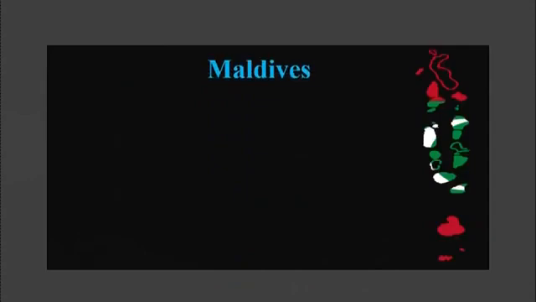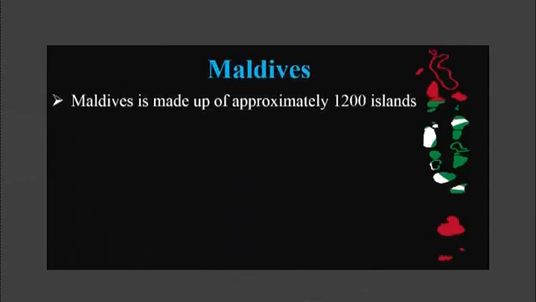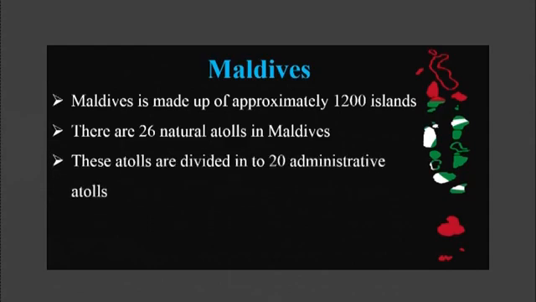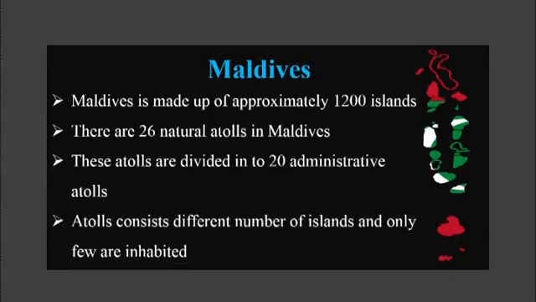Maldives is made up of approximately 1,200 islands. There are 26 natural atolls in Maldives. These atolls are divided into 20 administrative atolls. Atolls consist of different numbers of islands and only a few are inhabited.